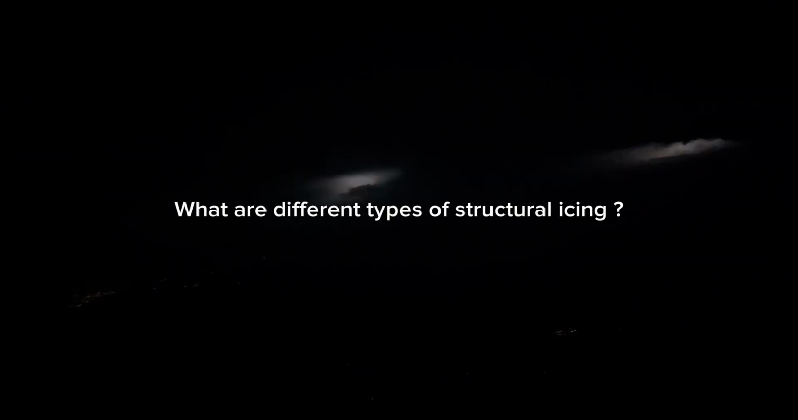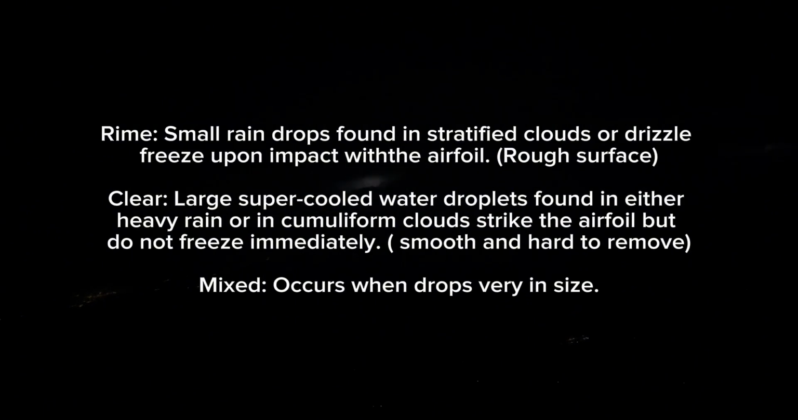What are different types of structural icing? Rime. Small raindrops found in stratified clouds or drizzle freeze upon impact with the airfoil. Rough surface. Clear. Large supercooled water droplets found in either heavy rain or in cumuliform clouds strike the airfoil but do not freeze immediately. Smooth and hard to remove. Mixed. Occurs when drops vary in size.